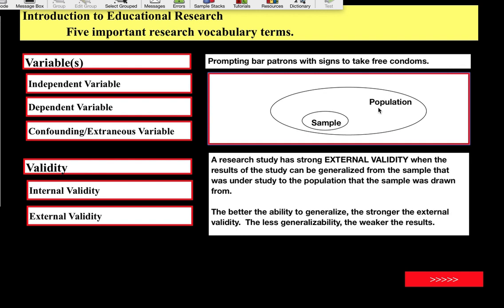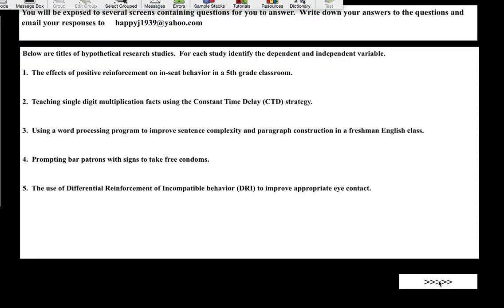Okay, well, these are critical terms. There are only 5 of them, but they are critical terms that you should become very familiar with. And in an attempt to become very familiar with them, here's a little assignment for you. Below are titles of hypothetical research studies, and for each study identify the dependent and independent variable. So you can create a Word document and do that.